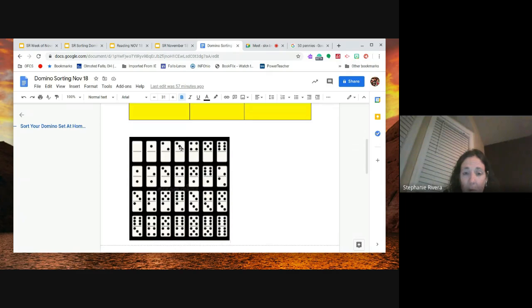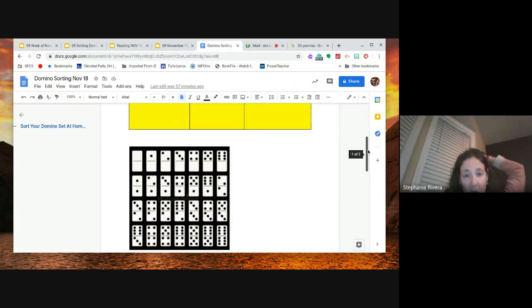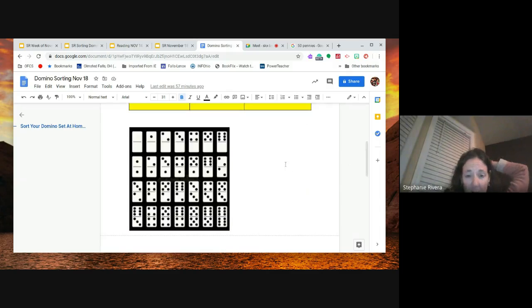1, 2, 3, 4, 5, 6, 7, 8, 9, 10, up to 28. So you're going to have 28 dominoes that you're using in your bag. And if you can't find them, you can use this picture and just try to mark them off the best that you can. Okay? All right.